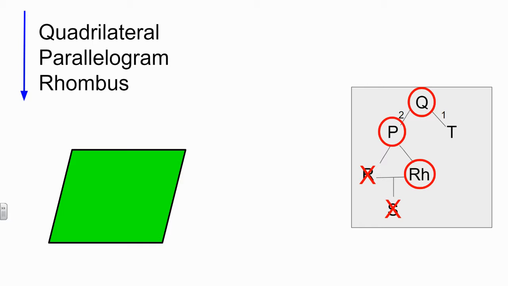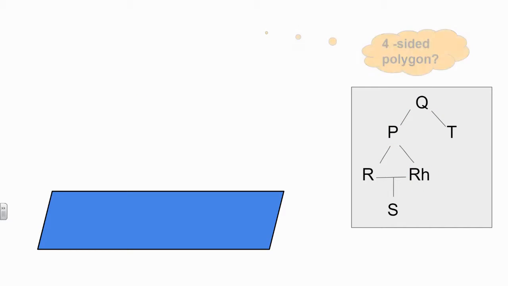And the further down we go, the more specific, the better the name. So the best name, while it can be called all of them, the best name is rhombus. Let's take a look at this one.